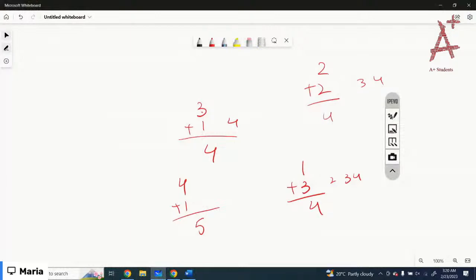So that means 2 plus 2 makes 4. Got it? If you guys know the answer, you can just write down the answers in the chat box. Your communication is highly appreciated. So you can just use the chat box if you already know the answers.